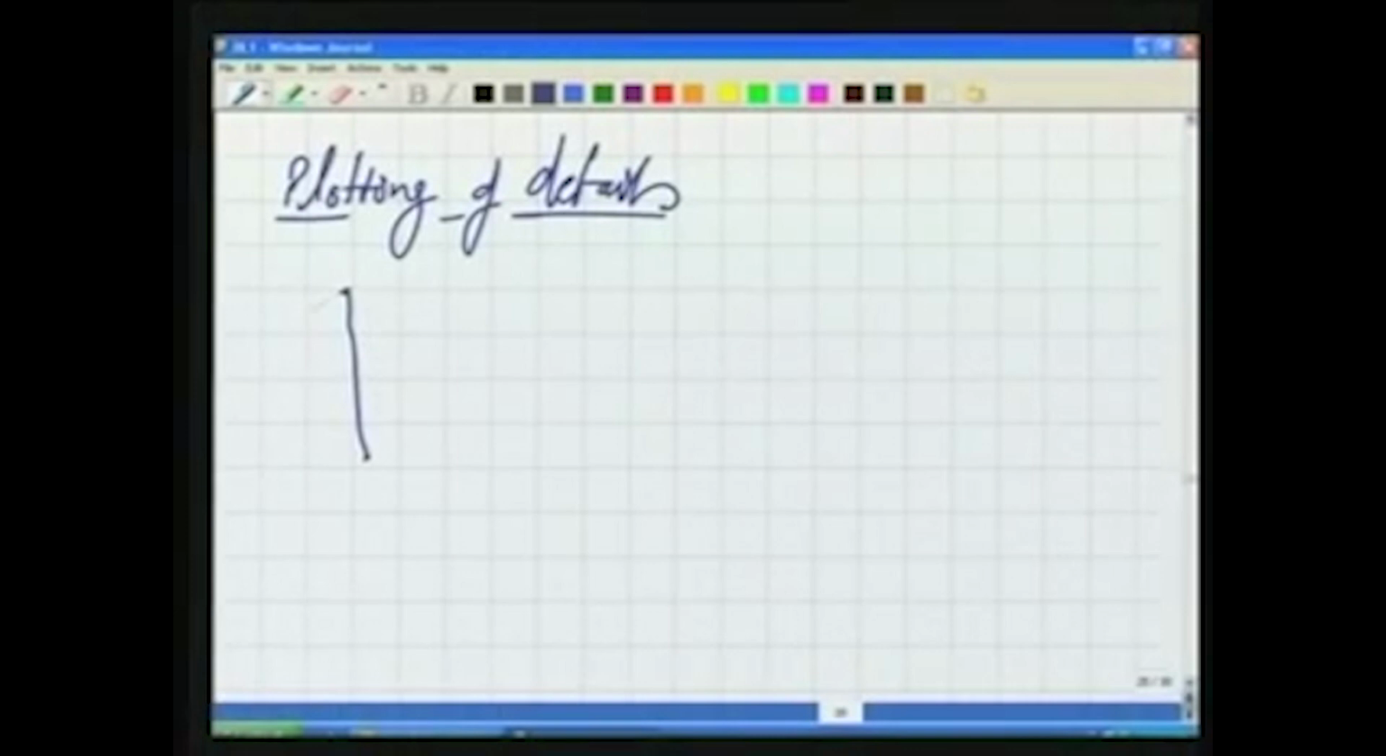Now, what are these ways? For example, let us say we have a line, and we know these two points A and B. A third point C can be plotted by dropping a perpendicular and measuring this x, as we did in the earlier case. So, this is called an offset.